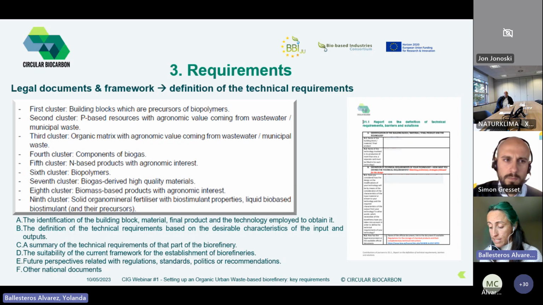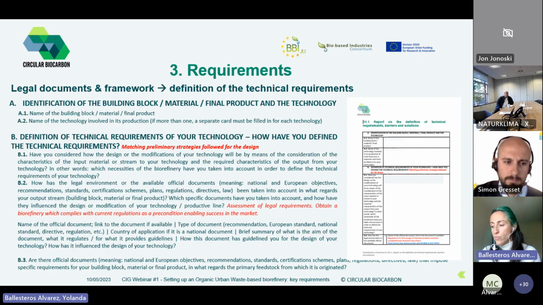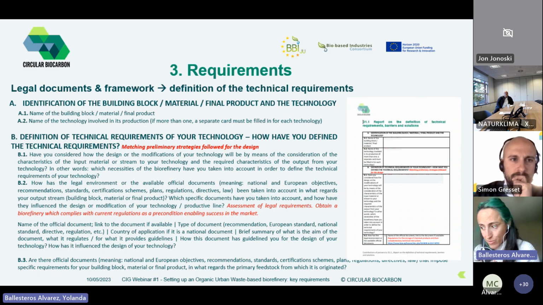the definition of the technical requirements based on the desirable characteristics of the input and output streams, a summary of the technical requirements of that part of the biorefinery, the suitability of the current framework for the establishment of biorefineries, the future perspectives related with regulations, standards, politics, or recommendations, and also other national documents of reference that have an influence on the establishment of a biorefinery. So here you can see the detailed information we requested in the questionnaire. Of course, we are not going to go through the complete questionnaire because it would be very boring.